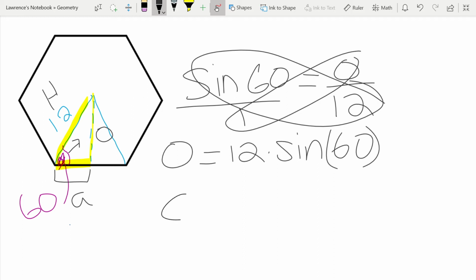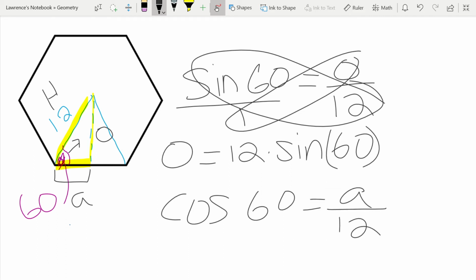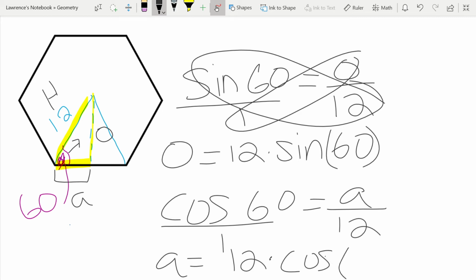So I'm going to say cosine 60 adjacent over hypotenuse. Once again, cross multiply, folks. Don't change that. So adjacent equals 12 times cosine. Fix that. Cosine, even I make mistakes, folks, 60.